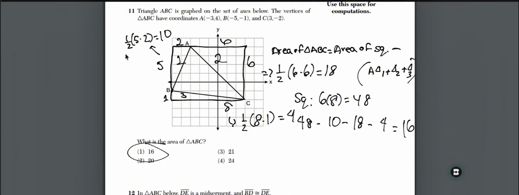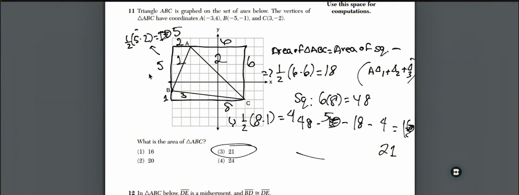So here, I just found my mistake. It's 1/2 times 5 times 2. That's 10 divided by 2, which is 5. So this should be 5, so it's not answer choice 1. If we do the math again, honest mistake, I apologize: 48 minus 5 minus 18 minus 4 is going to equal 21. Answer choice number 3. I apologize for that mistake.